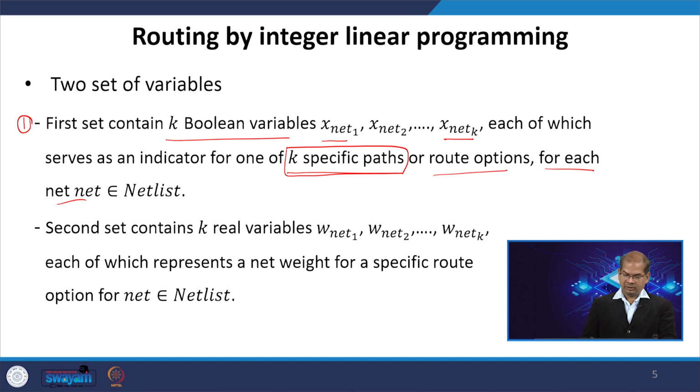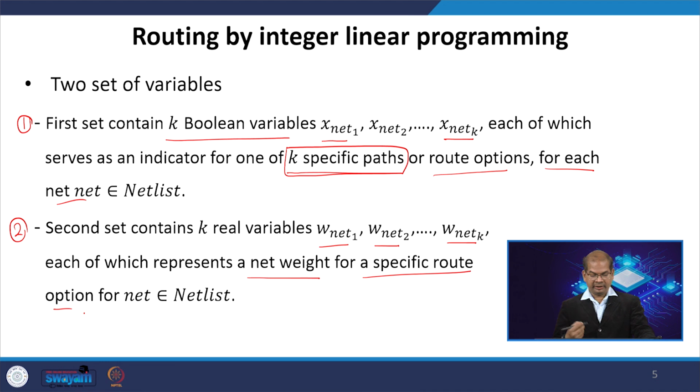The second set contains k real variables, w net 1, w net 2 to w net k, each of which represents a net weight for a specific route option. For any net, we need to assign a weight or priority, how much priority we can give to that net, and that is given in the second set of k real variables. So, these two sets of variables need to be given as input.